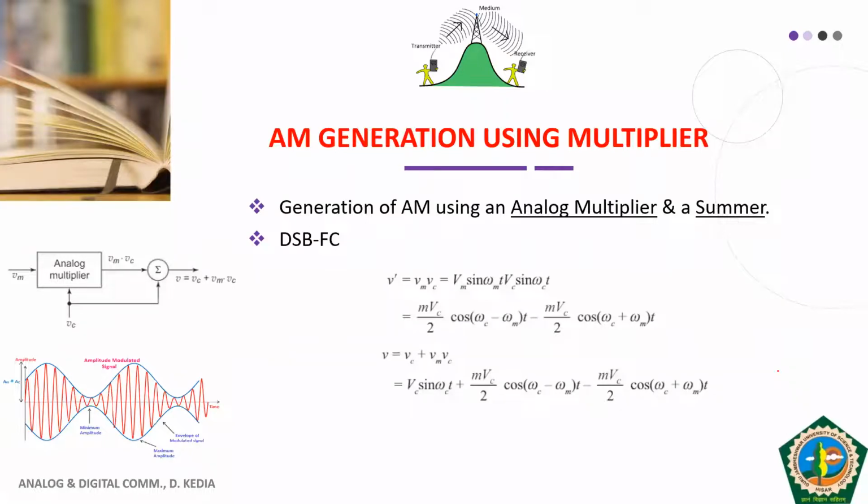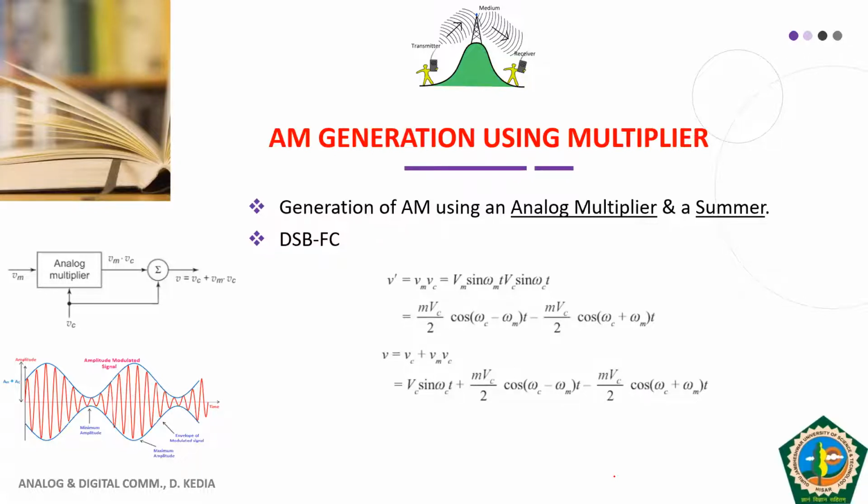So we will try to understand things conceptually also. We will try to understand things mathematically also. And after understanding in these ways, then we will move to physical systems understanding. So now we have basically understood what is the meaning of AM. Now we want to generate AM through some system, and we have seen the AM signal.